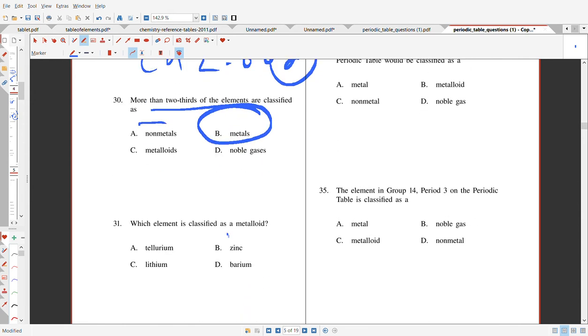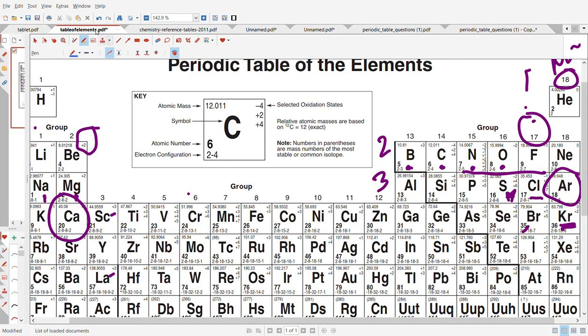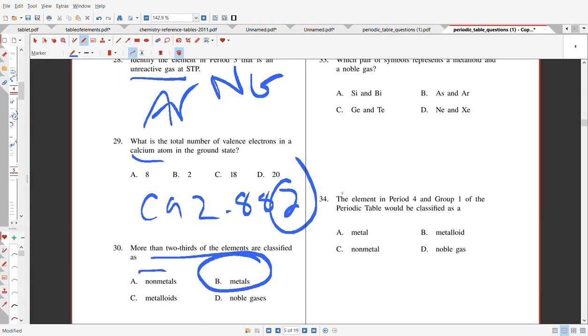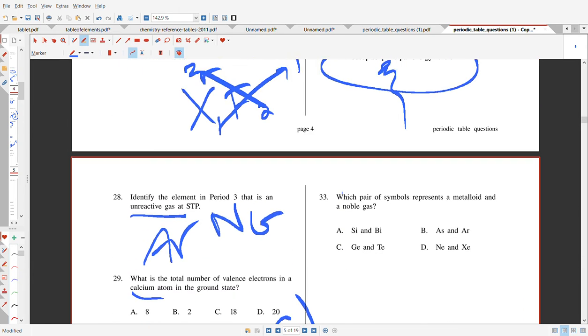Good. Which is a metalloid? You want to be on the stairs. Those are the ones that have properties of both metals and non-metals. You're definitely going to get one of those. But here, like these guys, not aluminum. These guys. Okay, and then right there. So now we're looking for these guys. So the answer is Te. If you're not sure about Te, you go to Table S and make sure that that's the name.